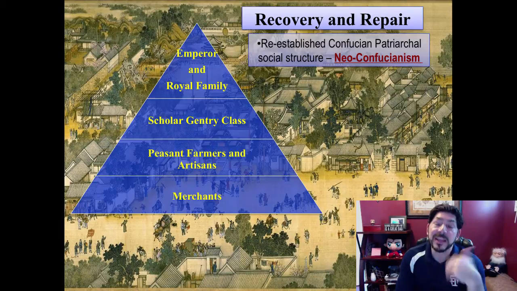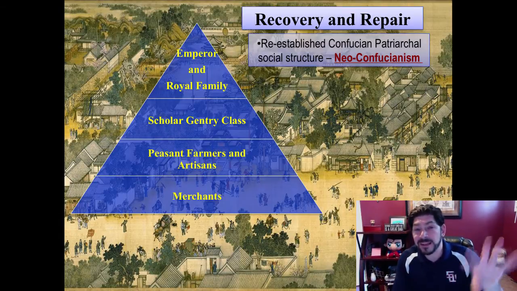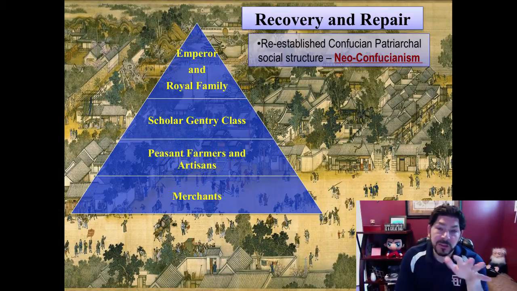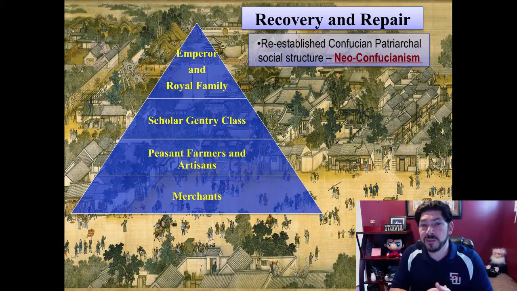And therefore, in order to gain status, they have to buy land. And so their profits go back into China. They begin to also establish Confucian schools. And of course, I told you before, they brought back the civil service exam.